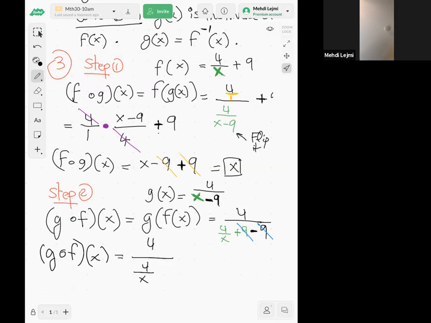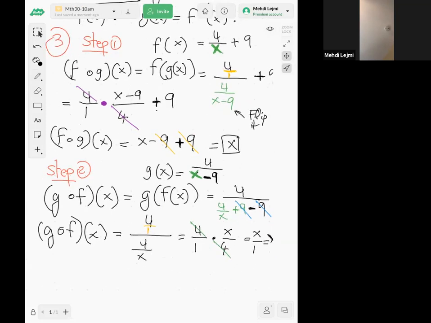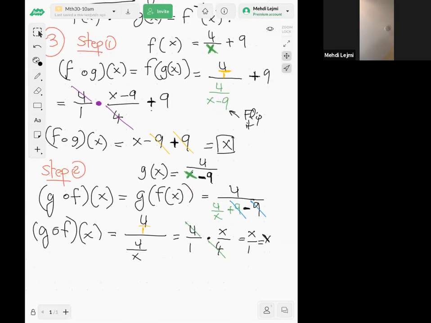Again, I can make the 4 in the top look like a fraction, so it's 4 over 1, and then I can flip the denominator, so it's 4 times 1 times x over 4, right? Of course, this is multiplication, so I can cancel out the 4, and then I'm left with x over 1. Any number over 1 is just the same number, so it's going to be x. So that's equal to x.